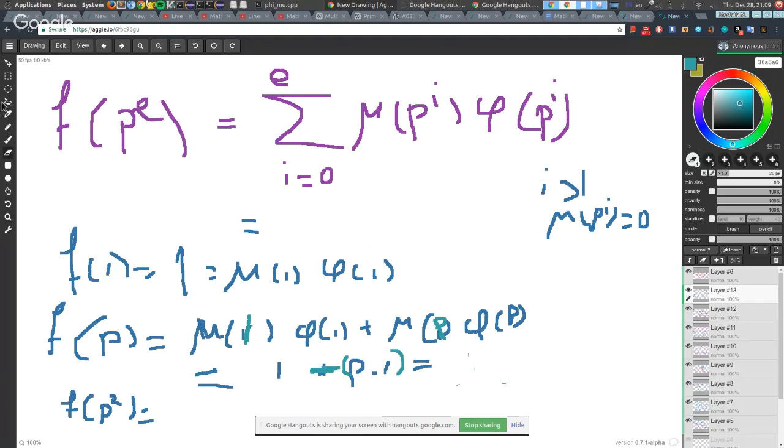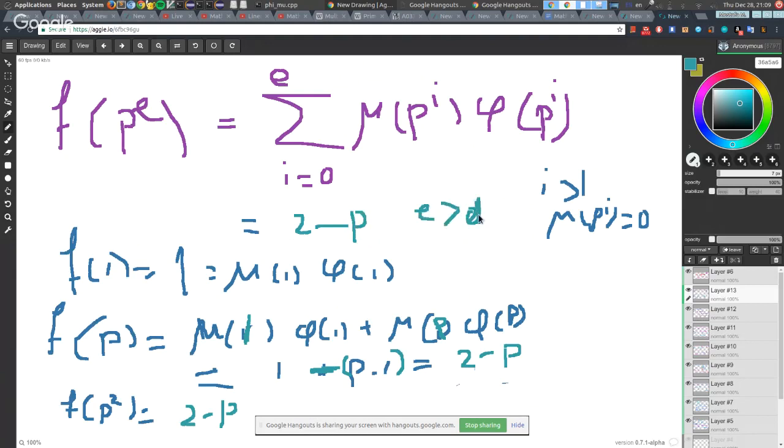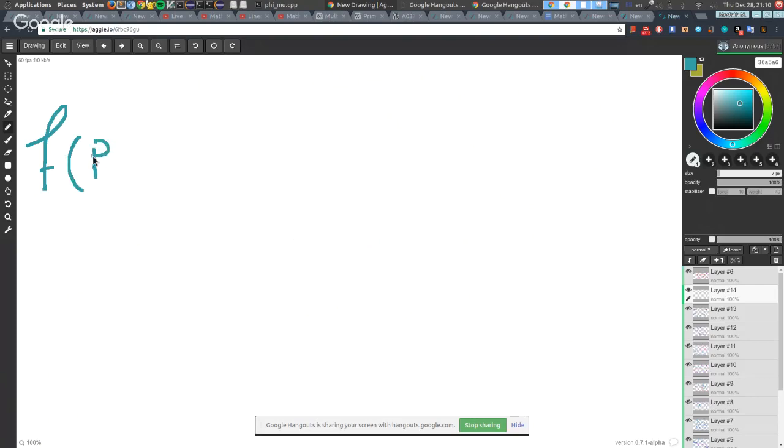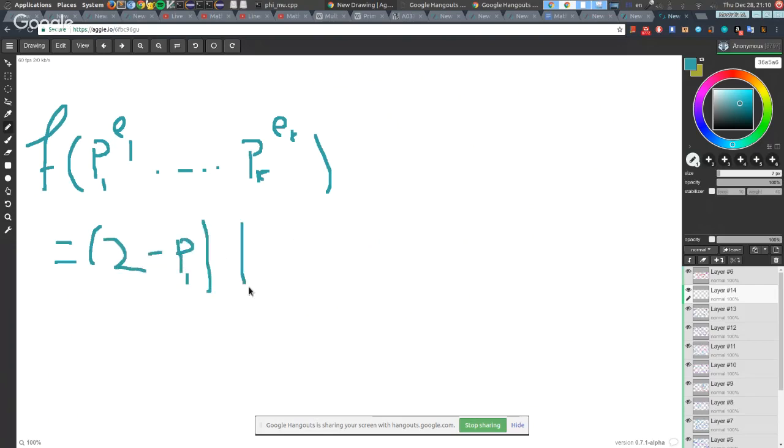So actually, this is the answer, 2 minus p. And then when we put p squared, it's still 2 minus p, because it's the summation we have earlier plus 0, and so on. So this expression is equal to 2 minus p if e is greater than or equal to 1, and otherwise it's equal to 1 if e is equal to 0. So here we can find that we can compute f of p1 to the power e1, and so on, pk to the power ek, is equal to 2 minus p1, 2 minus p2, and so on, 2 minus pk.